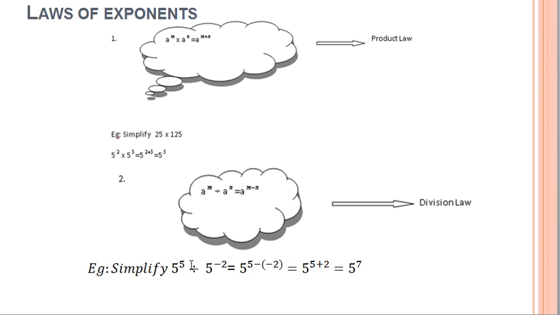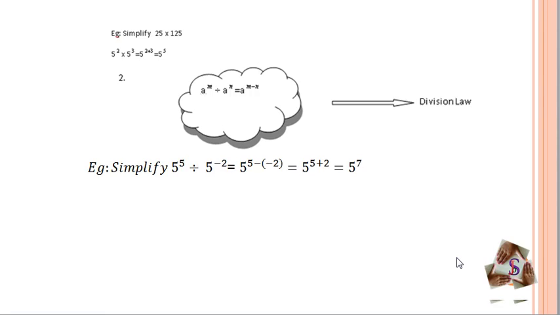So 5 to the power 5 divided by 5 to the power minus 2 is 5 to the power of 5 minus of minus 2. That's 5 to the power of 5 plus 2, because minus into minus is plus. So it's 5 to the power of 5 plus 2. That is 5 to the power of 7.